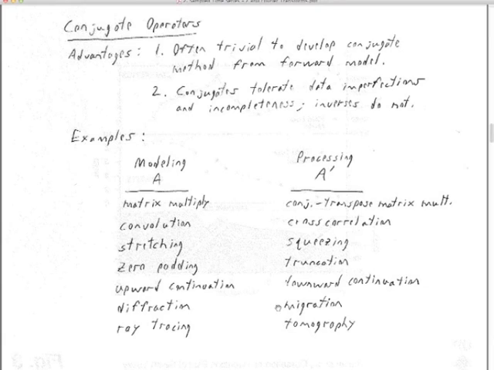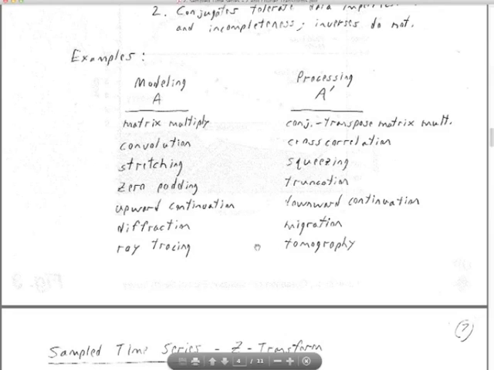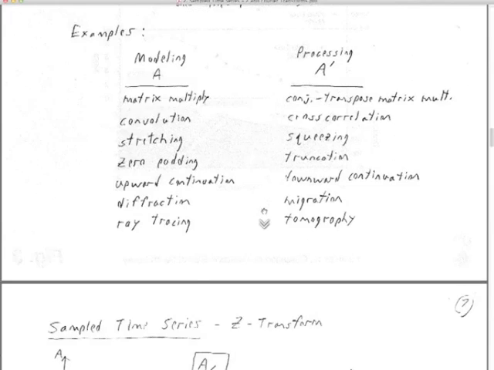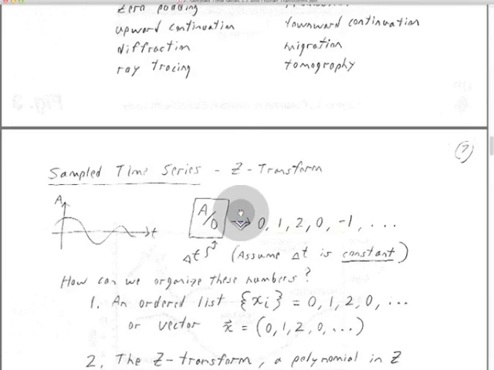And it's the processing conjugate to diffraction. If you're familiar with earthquake velocity analysis, you may be familiar with ray tracing, and the inverse is quite difficult. Again, it's really wave propagation, but the processing step is just tomography. Okay, so these are all examined in great detail in 757. But I want to give you just a bit of a teaser here.